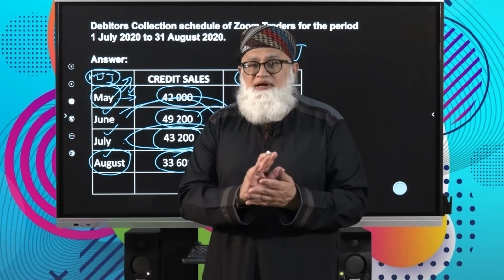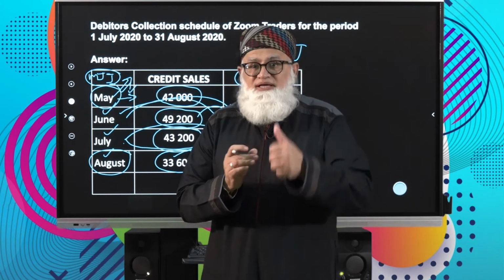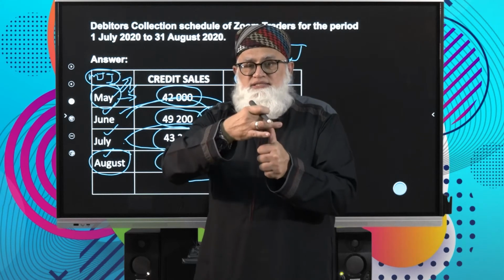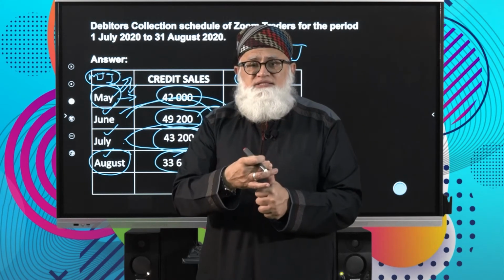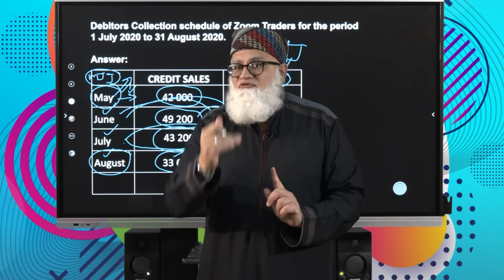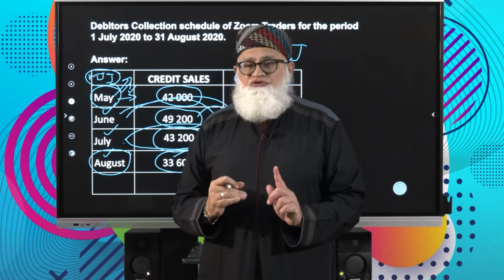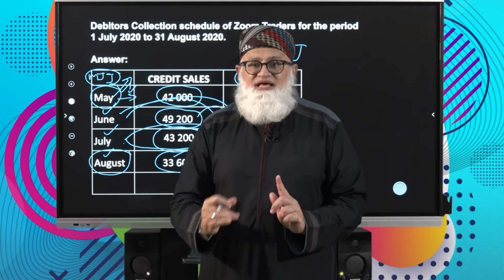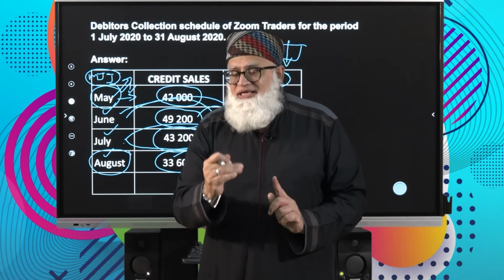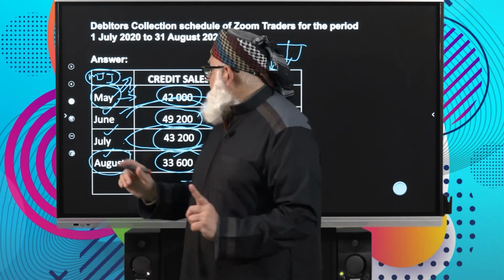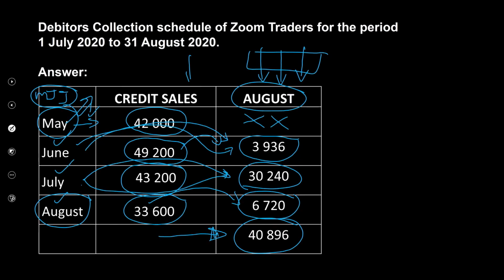Summarize, important points to remember. Step number 1, you need your credit sales. Once you've ascertained your credit sales, you can now go ahead looking at the provisos. In this case, 20% in the month of sale, 70% in the month following the month of sale, 8% in the third month, and then the bad debt. Using those provisos, you then complete your debtors collection schedule, and like I said earlier on, that figure of 40,896 will appear in your cash budget proper as your receipts from debtors.